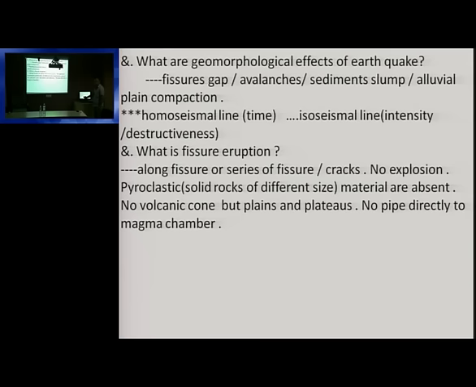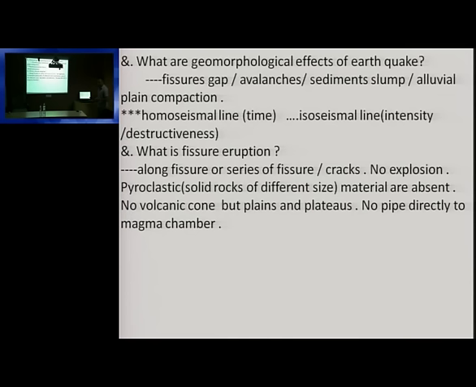When a volcano happens, lava will come out. The lava sometimes may not contain any solid rocks. It might just be a fluid. If it is a fluid, it is not pyroclastic. When there are rocks of different sizes, it is known as pyroclastic. No volcanic cone, but plains and plateaus. No pipe directly to the magma chamber. Okay, these are the characteristics.